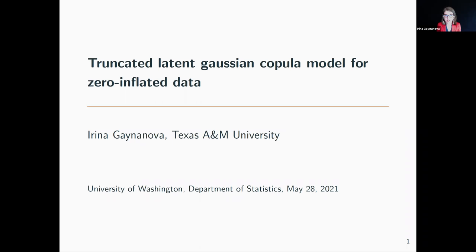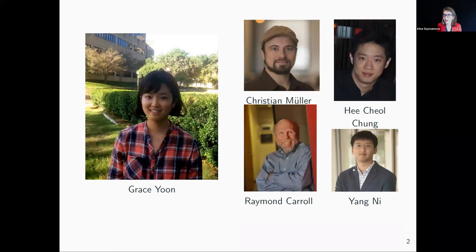So today I would like to talk about truncated latent Gaussian copula model that we're going to use for zero-inflated data. And as research often takes the village, this work actually has been done in combination with a lot of people. And there's a multiple follow-up work that we still continue to be doing. Most of what I'm going to talk about today has been done with my former postdoc, Grace Yoon, who is now at FDA. She was supported by the T32 training grant in bioinformatics and cancer, which PI is Raymond Carroll. The applications to microbiome data primarily has been done with Christian Müller, who is at Ludwig Maximilian University in Munich. And in the end, depending on the time, I would like to reflect a little bit on our most recent work where we provide more Bayesian interpretation for that model. And that has been done with my current postdoc, Hichul Chung, and Yang Ni, who is an assistant professor in our department.